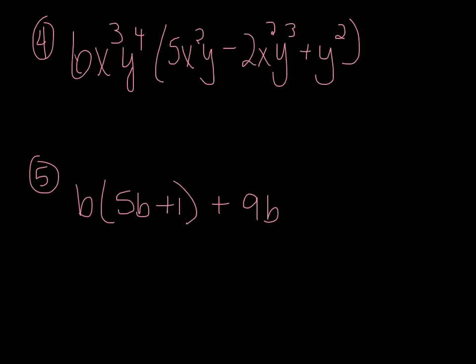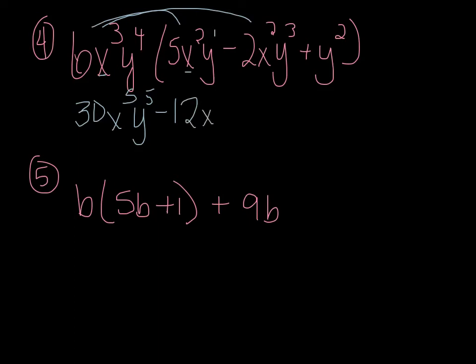Here's one. This one's a little longer. Same thing, just distribute. So 6 times 5 is 30. Then we have x to the third times x to the second, which gives you x to the fifth. And then y, don't forget that's a 1. y to the fifth. Then we're going to multiply by the middle term. 6 times negative 2 is negative 12, and we have x to the third and x to the second, which is x to the fifth. y to the fourth times y to the third is y to the seventh.